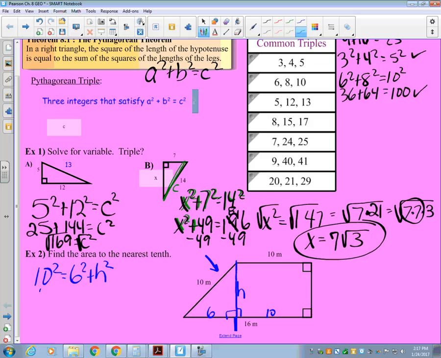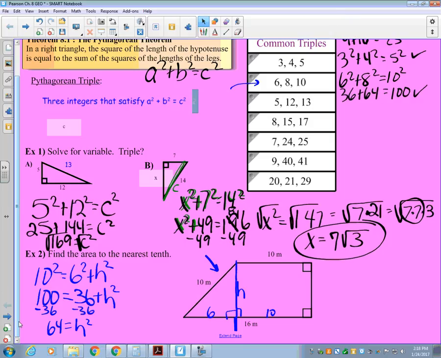When I do the math on that, we get 100 equals 36 plus h squared. Knowing my Pythagorean triples, I know that my missing side is going to be 8. But let's do the work just to make sure we are on the right path. I get h squared is equal to 64. Take the square root of both sides, and we get h is equal to 8.